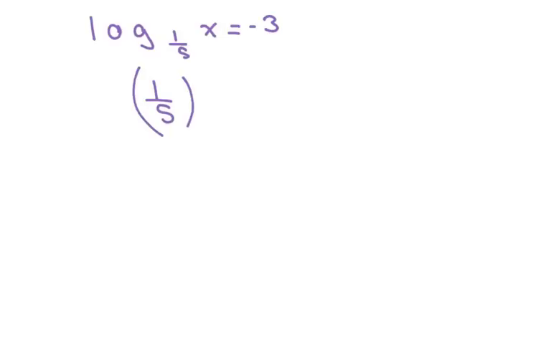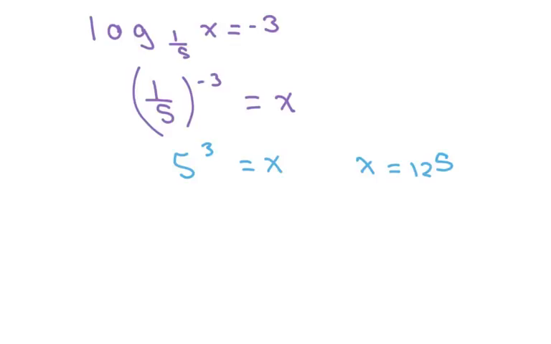Okay, we also have log base 1/5 of x equals negative 3. So your base is 1/5, your power is negative 3, and that is your x. So what I'm going to do is take away the negative here, so I get 5 cubed. Just flip this. So x is 125.